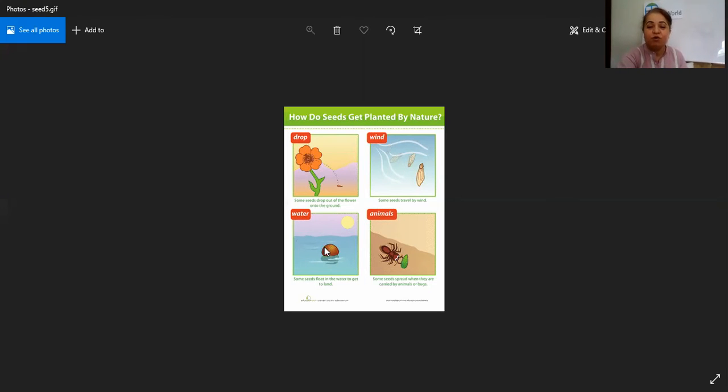Then there's water. Water can carry the fruits from one place to another place, and then it goes somewhere else. And when it hits the soil, maybe it gets the light and the air and the soil and the nutrients, it makes a new plant. And then look at the last picture. There is an insect who's carrying a seed. Maybe he's carrying it for eating, but if he takes it from one place to another place and he's storing somewhere, so even then it can grow into a very new plant, right?